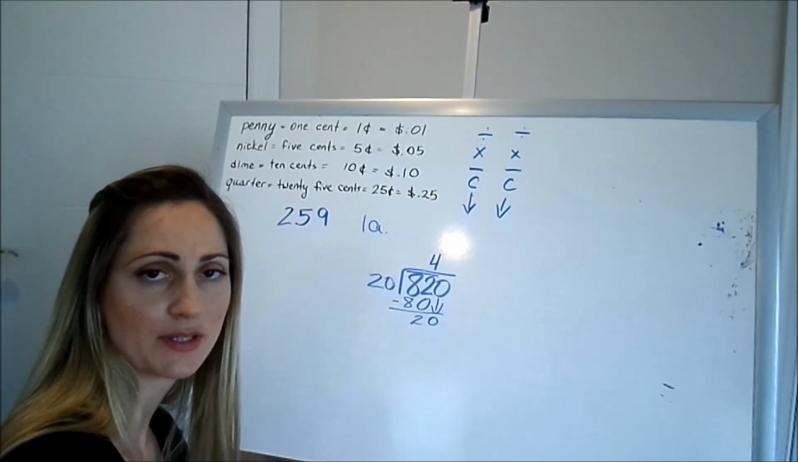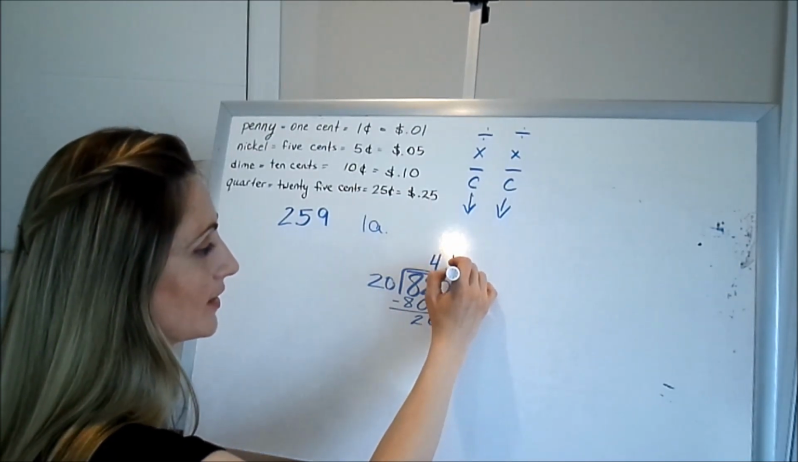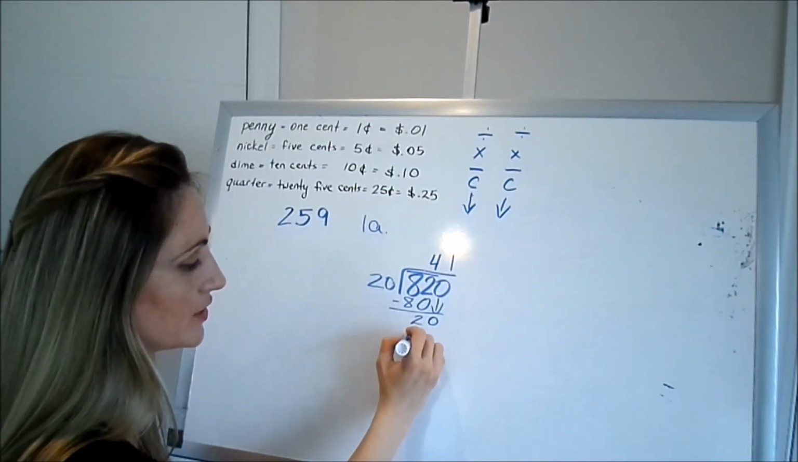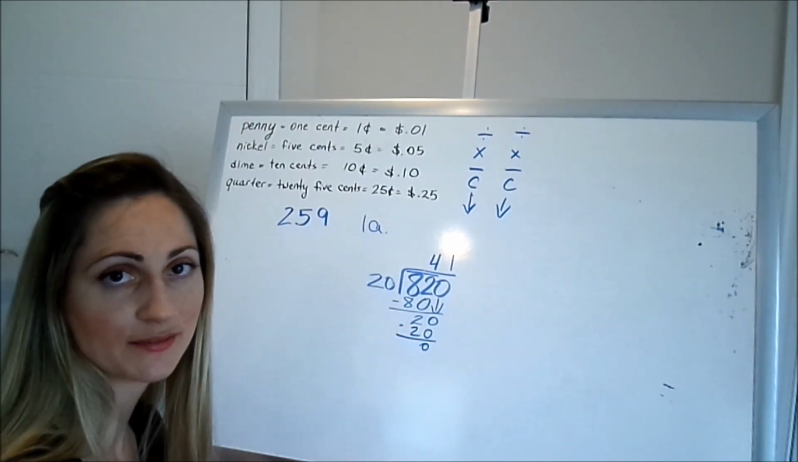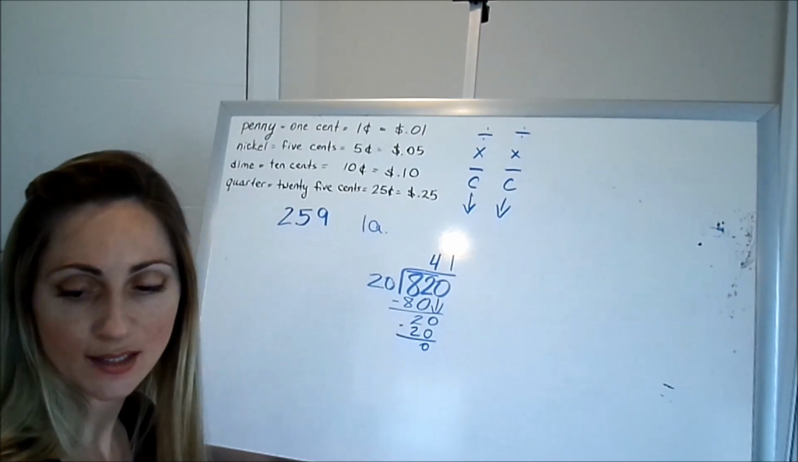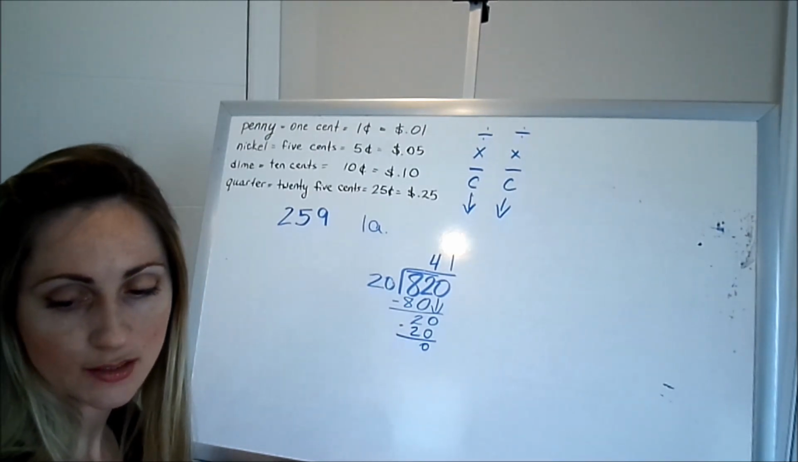Well, this is easy. 20 divided by 20. Just one time. 1 times 20 is 20. Subtract them. Got a 0. Nothing else to bring down. That's it. Okay. Let's do 520 divided by 40.